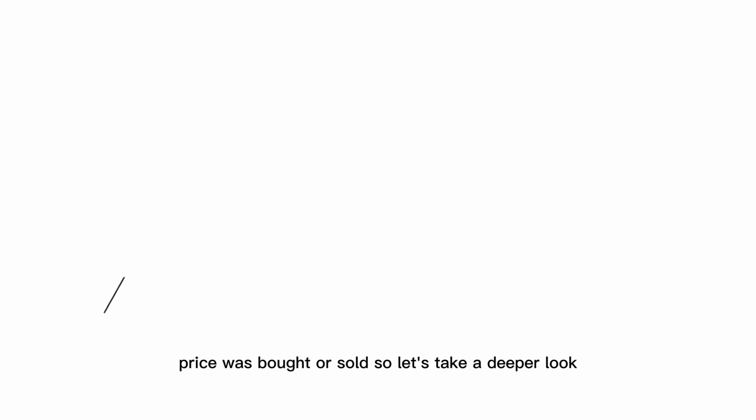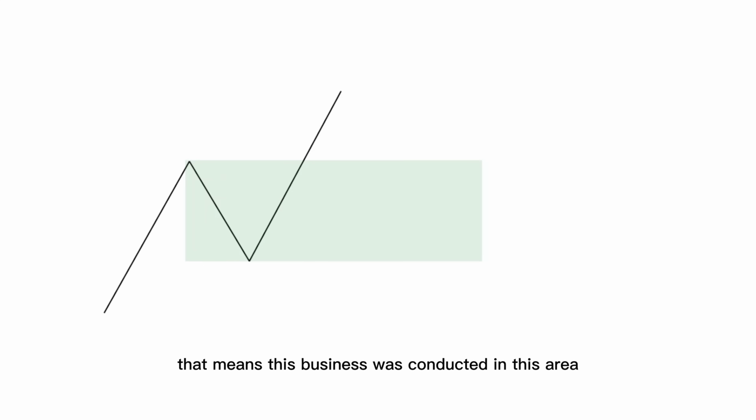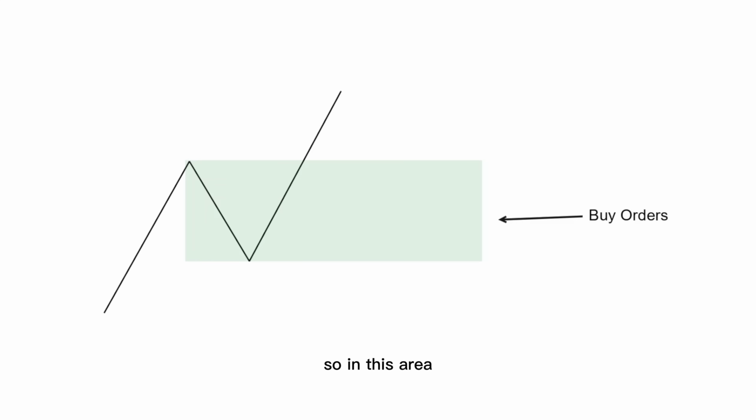So let's take a deeper look. You have a break of structure. Something forced price to push up impulsively. That means business was conducted in this area. So our next step is to find exactly where in this area business was conducted, and we're going to get into that as we proceed with this course. In this area, there are buy orders. Buy orders were injected here to push price above its previous structure. And price can head back to this area and reject anywhere in this space. It could be here, here, or here.